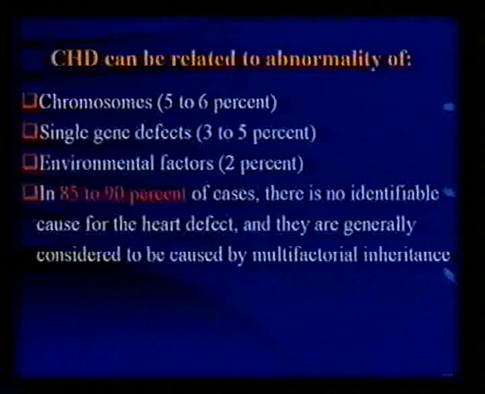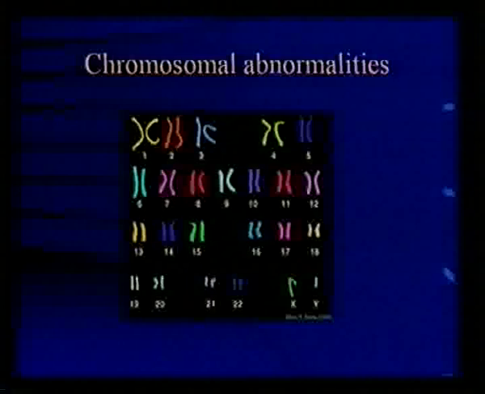Now going back to the congenital heart diseases, one can relate congenital heart diseases to various abnormalities, including chromosomal abnormalities, which is associated with about 5% of patients with congenital heart disease, single gene defect 3%, environmental factors. However, 90% of congenital heart disease are sporadic and familial cases with no well-identifiable cause at this point.